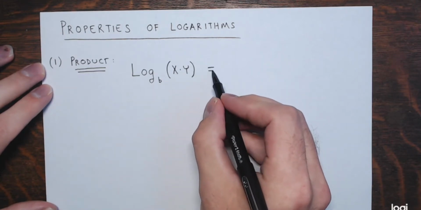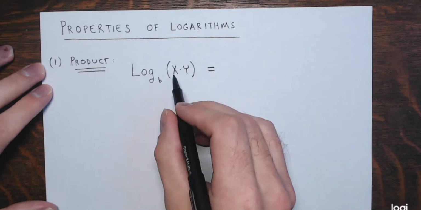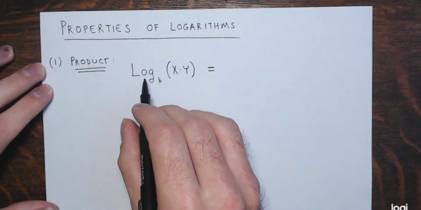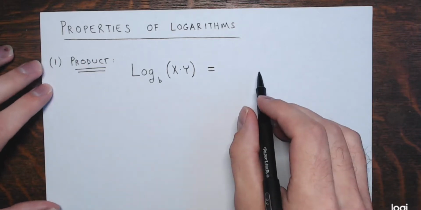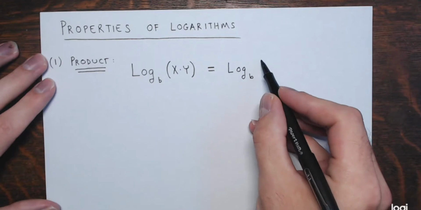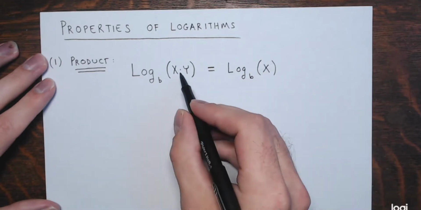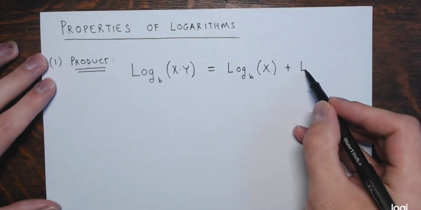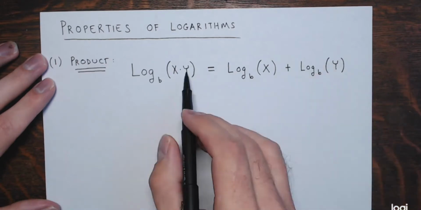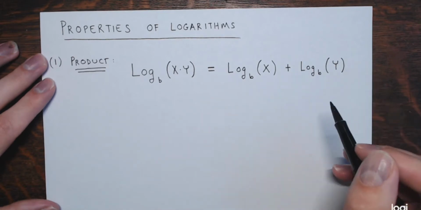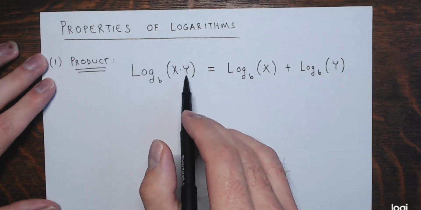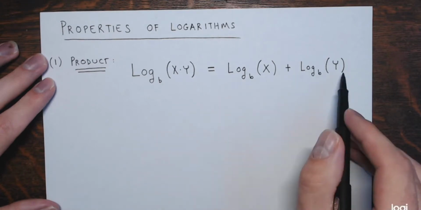Well, this will be equivalent to the log of one factor plus the log of the other factor. So you can take the log of a product and write it as the sum of logarithms. This is going to be equivalent to the logarithm base b of one factor, x, plus the log base b of the other factor y. And if there was a third factor, then you'd write plus the log of that third factor. It doesn't have to be just 2 factors, but if you have a product inside your logarithm, you can split it up and take the sum of the log of each factor.